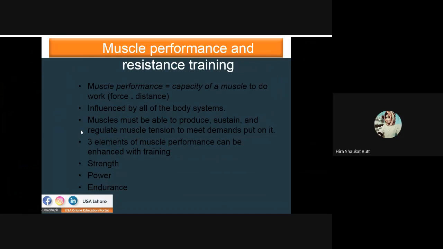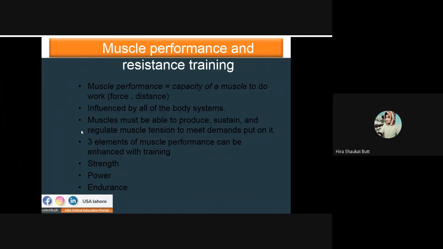Students, always remember that muscle performance is a complex component of functional movement, and it is always influenced by all the body systems. These can be the anatomical location of the muscle, the fiber arrangement of the muscle, neurological support, biochemical support, the biomechanical factors related to the movement, and also the cardiovascular, metabolic, and respiratory support, and all the systems related to the normal function of the body. These are associated with muscle performance. So muscle performance is always influenced by all the body systems.